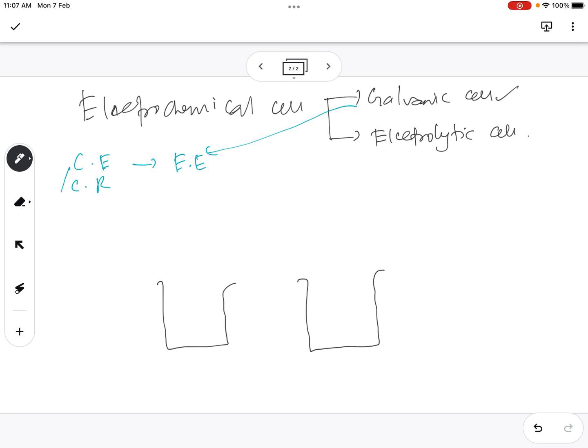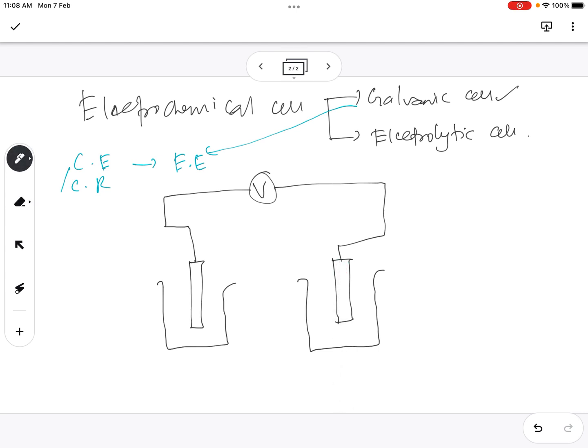It should be same size beakers. Okay. And then you have electrode. Also same size. Then they are connected externally using a voltmeter. Okay, they are connected externally. Gunakan voltmeter.